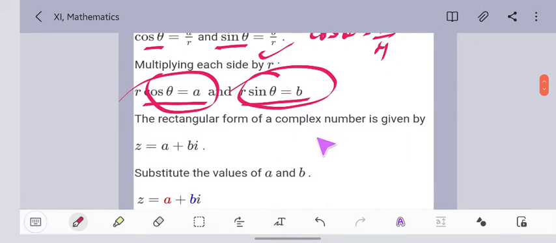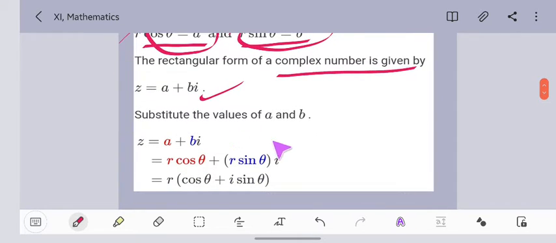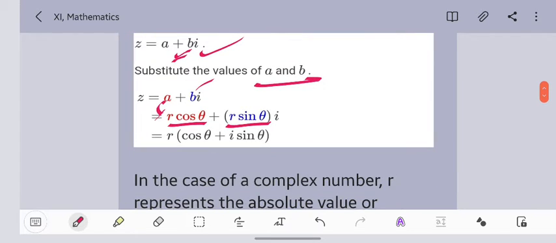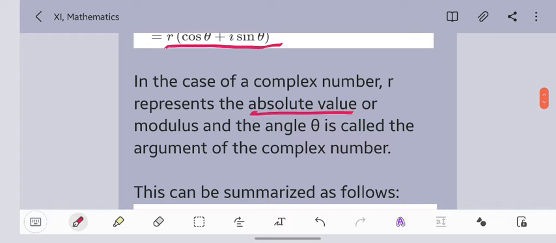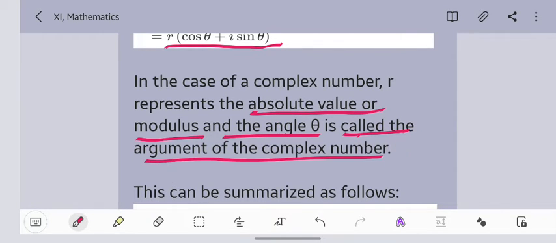So the rectangular form of a complex number is given by z equals a plus bi. Substituting the values of a and b here, what do you get? In place of a we have r cos theta, in place of b we have r sin theta, and taking r out as a common factor, it becomes z equals r(cos theta plus i sin theta). In the case of a complex number, r represents the absolute value or modulus, and the angle theta is called the argument of the complex number.